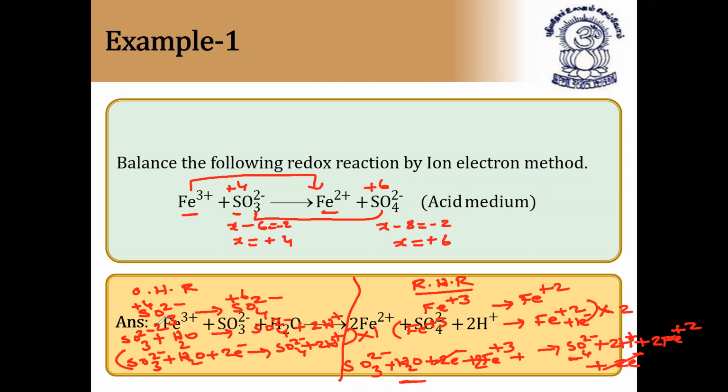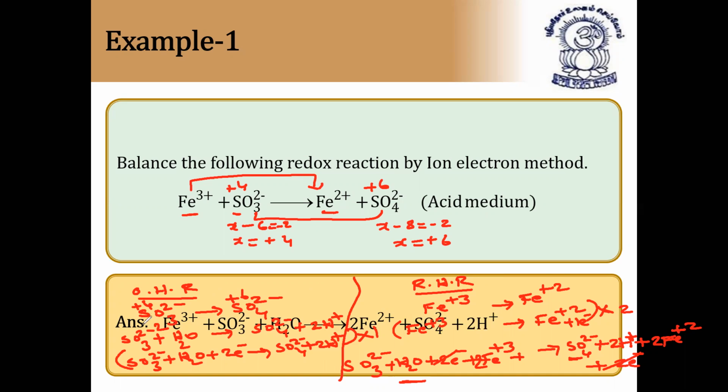Very, very important. Simple. To the side deficit of oxygen atoms, add an equal number of water molecules. And on the other side, add H plus ions if it is acidic medium, or if it is basic medium, add an equal number of OH minus ions. That is the only thing we have to do. So in this case, we have to separate the two equations, that is, divide the equation into two halves: the oxidation half reaction and the reduction half reaction.